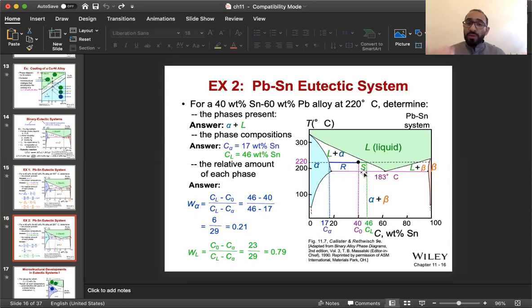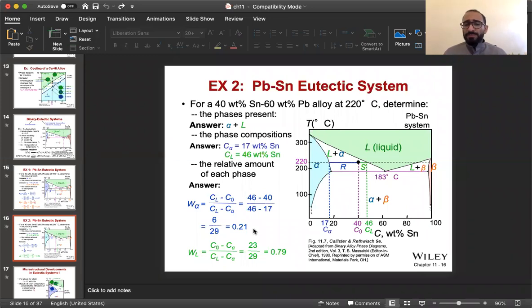Then we move to the third question: what is the weight fraction of each phase? Again, the distance here is R and S. If you want to know the weight fraction of alpha, we're going to take the distance of the opposite side, S over R plus S. Similarly, if you want to know the weight fraction of liquid, it's the distance of the opposite side, R. So then we say R over R plus S.